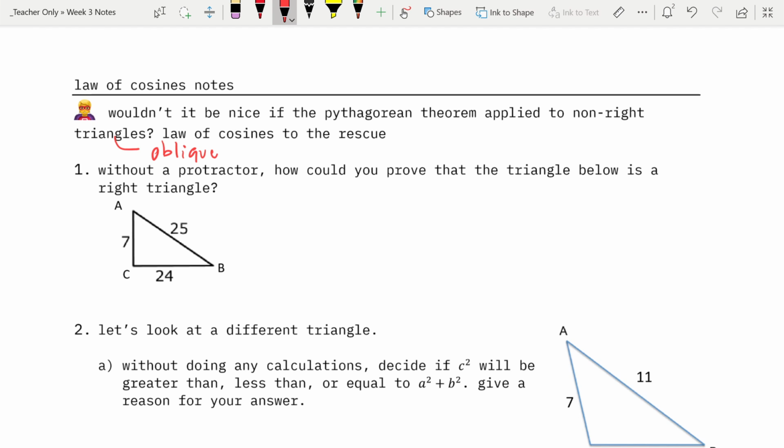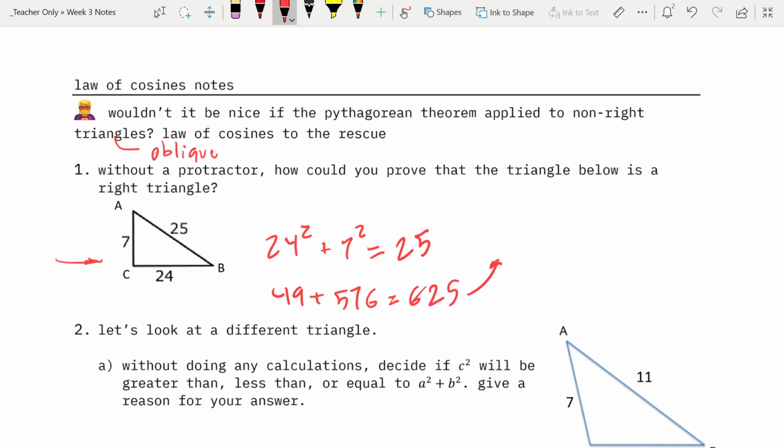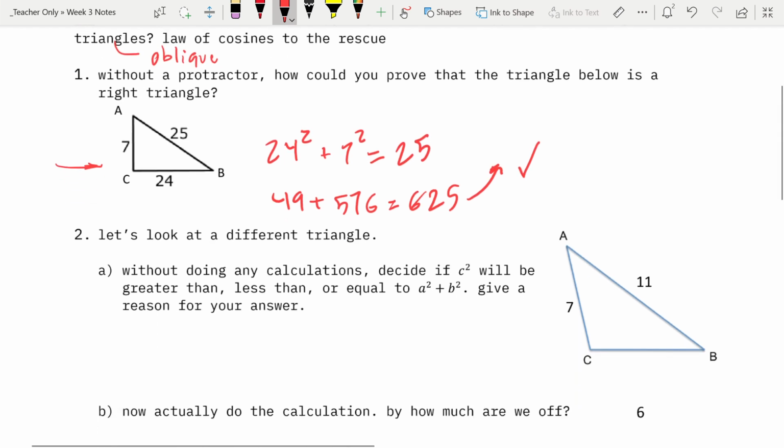So let's start with an easy one. How could you prove that this triangle right here is a right triangle? So easy enough. If it is in fact a right triangle, it should solve our a squared plus b squared equals c squared. So let's go ahead and do that. 24 squared plus 7 squared is going to be equal to 25 squared, and that is 49 plus 576 is equal to 625. Boom. Yes, those are in fact equal, so it is a right triangle. No protractor needed, not that we use those really anymore.